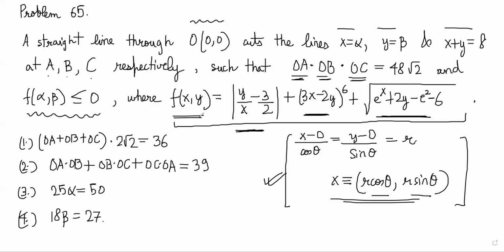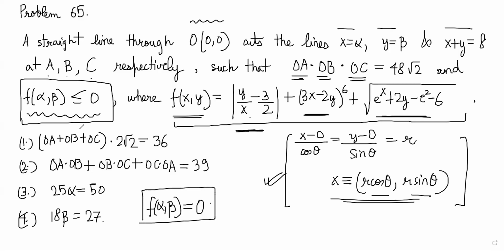So how can f(x, y) be less than or equal to 0 if each part of it is positive? The only way in which this inequality is satisfied is if f(alpha, beta) is equal to 0. That's the only condition where it is possible. And if f(alpha, beta) is equal to 0, then each of these things must individually be equal to 0, right? Because if any one of them is positive, then your overall answer will be positive, since none of them can be negative. So all three of them have to be 0, which will immediately give us the values of alpha and beta.